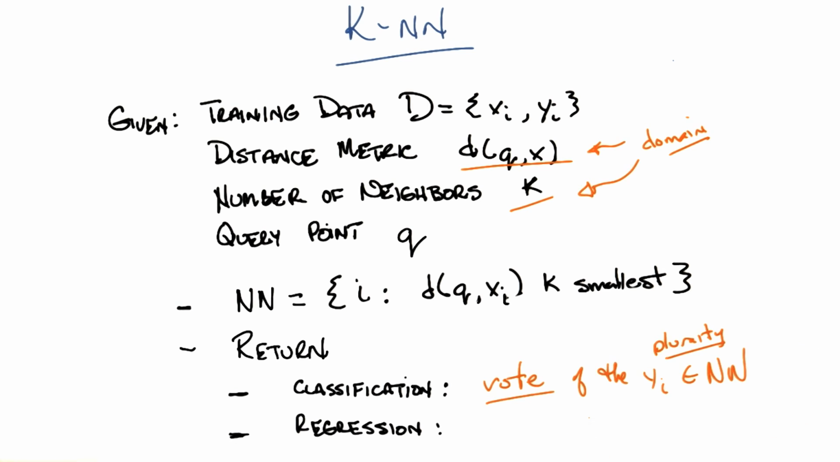Okay, what about in the regression case? Okay, so in the regression case, our Yi's are numbers. Mm-hmm. And we have the closest Yi's, so we have a bunch of those numbers.